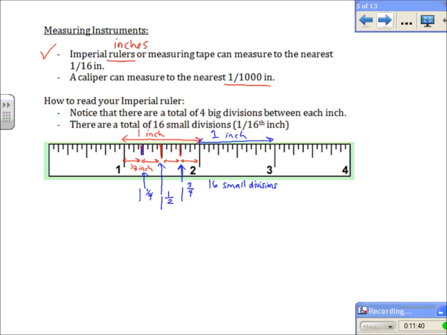Okay, so if you counted every single one of these, they're very small. It's sort of hard to see maybe on your screen, but if you look at your piece of paper, your notes, you can see that there's a total of 16. If I count how many small divisions from the 2 to the big 3, there are 16. So each small division is worth 1/16 of an inch.